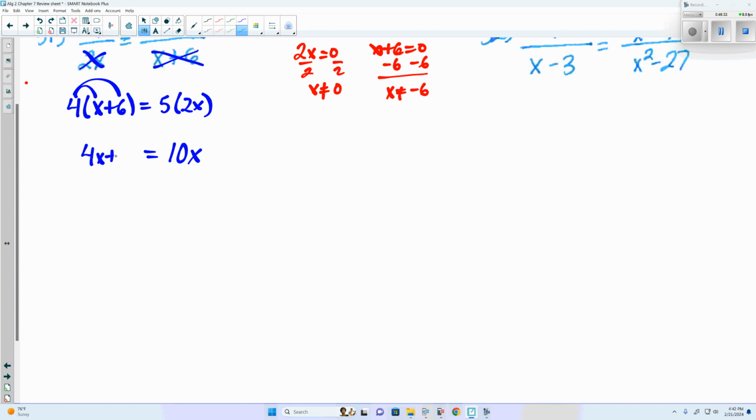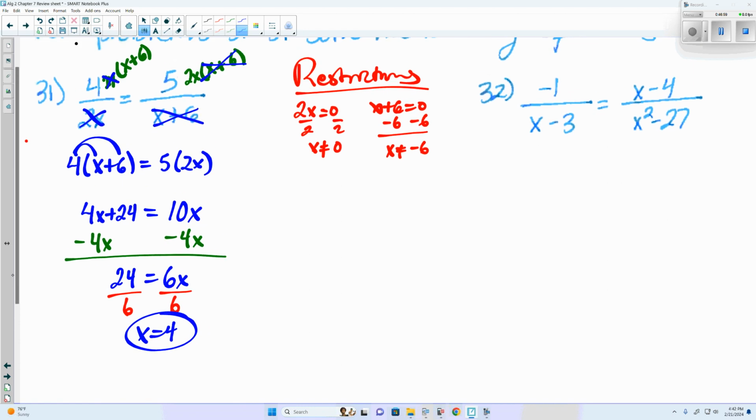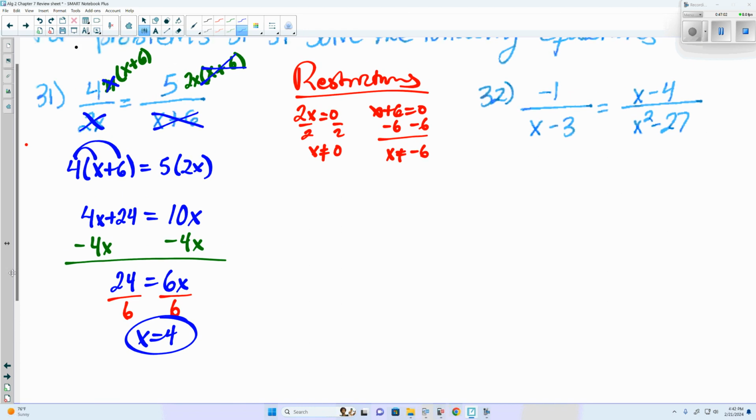4 times x is 4x. 4 times 6 is 24. Now because we only have x to the first power, we don't have an x squared or x to any other power, we just need to get x by itself. We can subtract 4x from both sides, telling us 24 is equal to 6x. At this point, we can divide by 6, telling us x is equal to 4. And that's it. It's not one of our restrictions, so x equals 4 is the solution for this one.